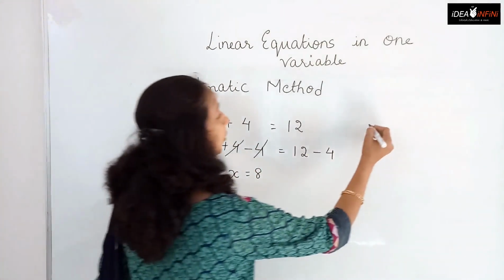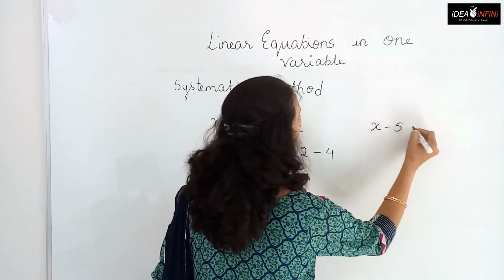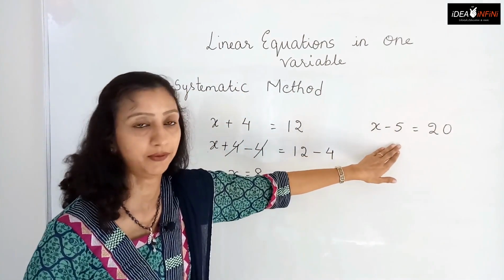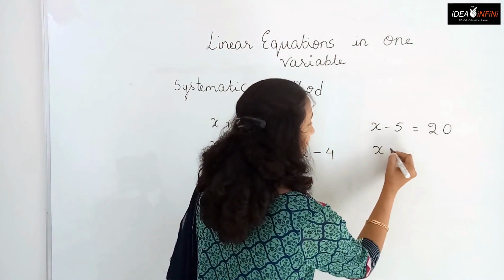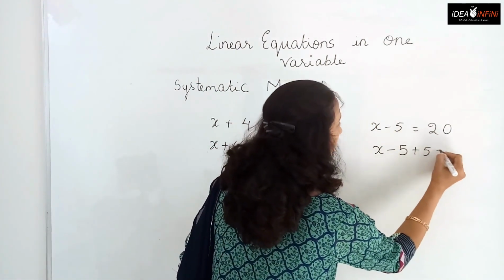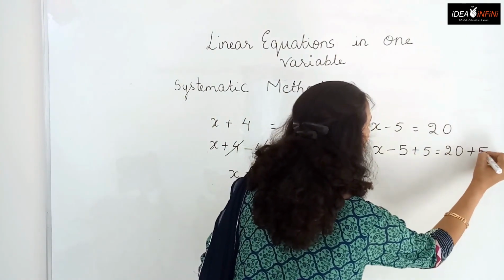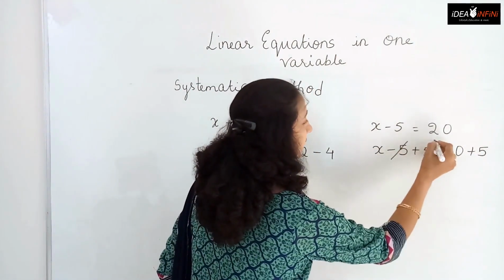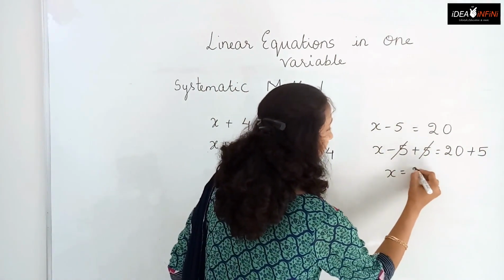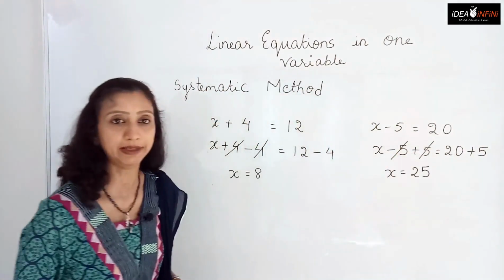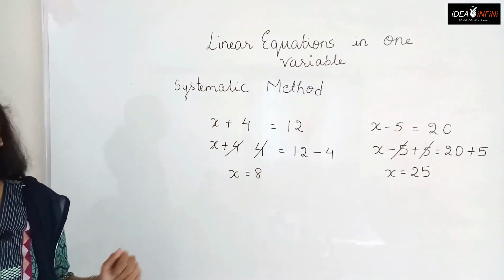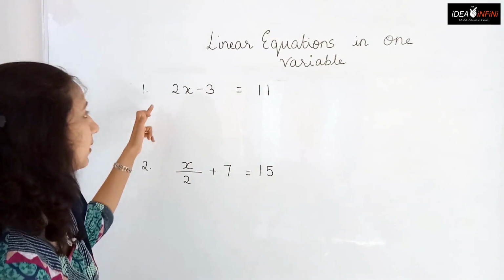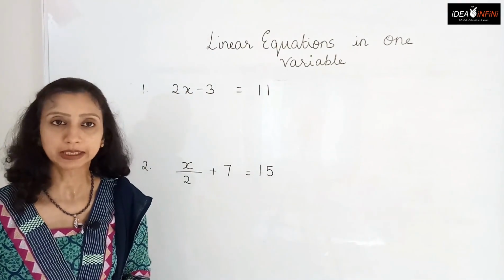Another example I'll show you. Suppose it is X minus 5 and this is 20. Now to remove this -5, you have to add +5 and on this side also you need to add +5 because it's an equality sign. So this 5 gets cancelled and you get the value of X as 25. But this may involve many steps, as I'll show you in a few examples. These are two examples in which I'll be using the systematic method.